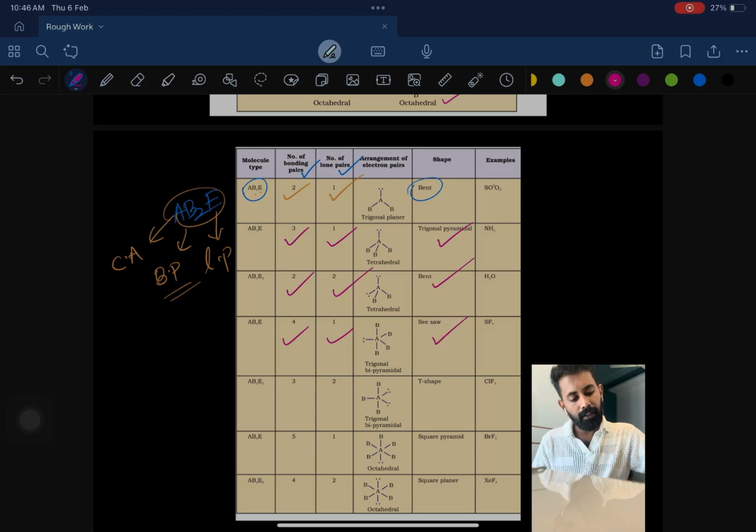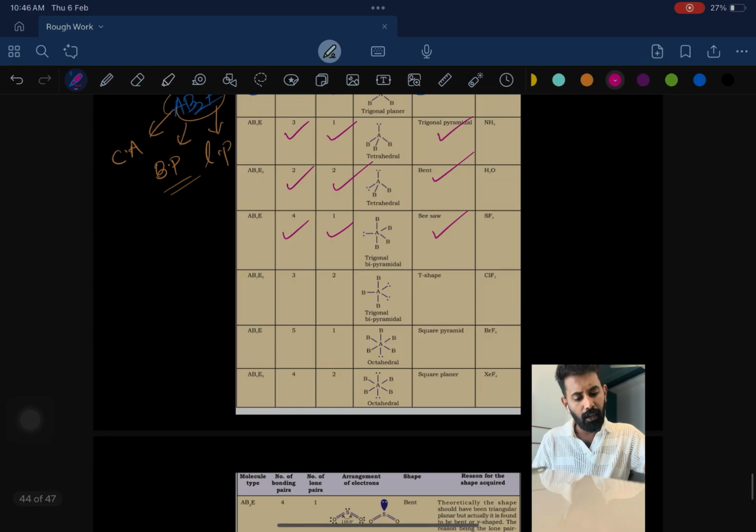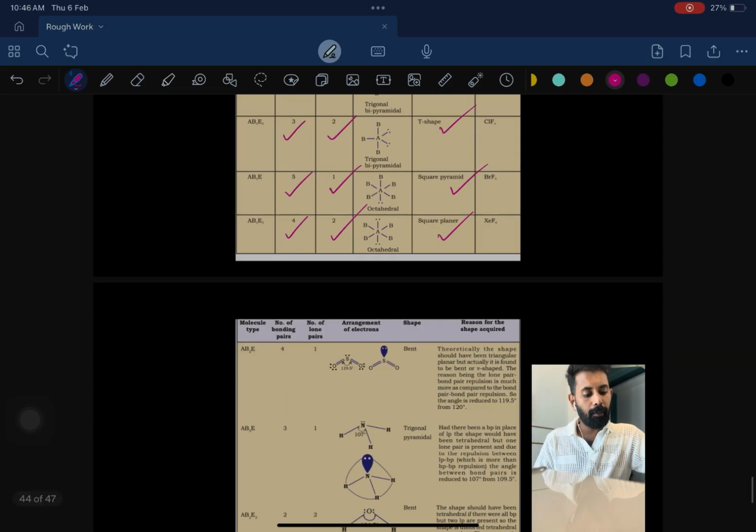4 and 1, seesaw shape. This is something very important, the seesaw shape, which is frequently asked in our examinations, right? The seesaw structured compounds and the T-shaped compounds. Next is the T-shaped one: 3 bond pairs and 2 lone pairs will be the T-shaped geometry. If there are 5 bond pairs and 1 lone pair, that will be square pyramidal. If there are 4 bond pairs and 2 lone pairs, that will be square planar.